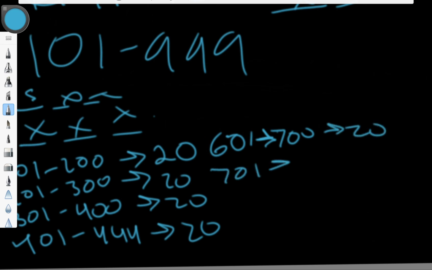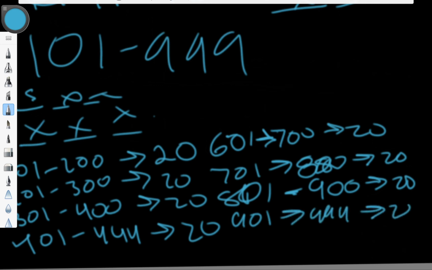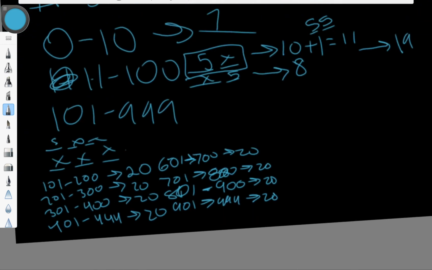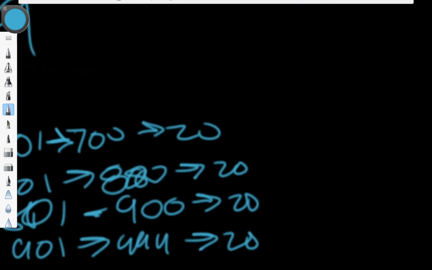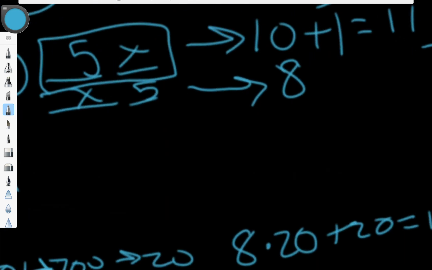Almost done. That's 20 each. How many 20s is that? Well, there's 8. Did I miss any? No. So 8 times 20, and then add 20 for 0 to 100, plus 20 is 180. Now we need the big one.